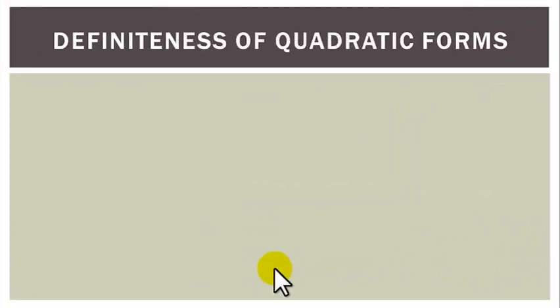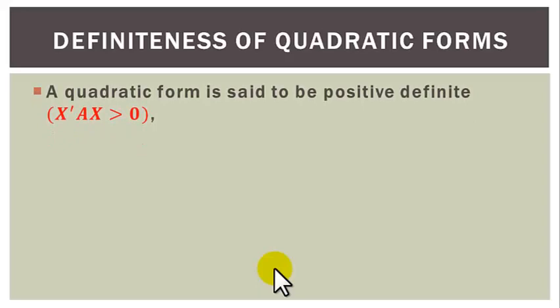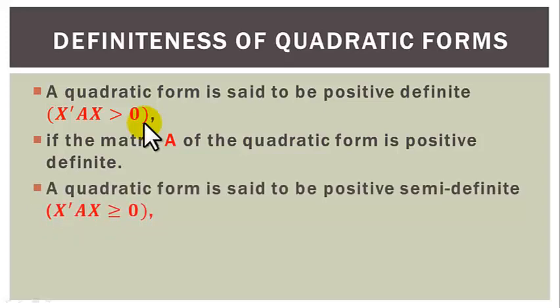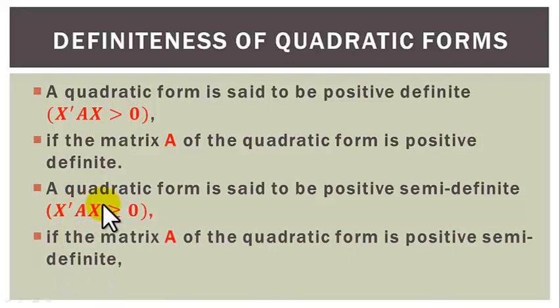Definiteness of quadratic forms. A quadratic form is said to be positive definite, that is, x transpose Ax is greater than 0, if the matrix A of the quadratic form is positive definite. A quadratic form is said to be positive semi-definite, that is, x transpose Ax is greater than or equal to 0. Please note semi-definite in the sense that we have greater than or equal to here. It was positive definite because it was strictly greater than 0 there. So a quadratic form is said to be positive semi-definite if the matrix A of the quadratic form is also positive semi-definite.